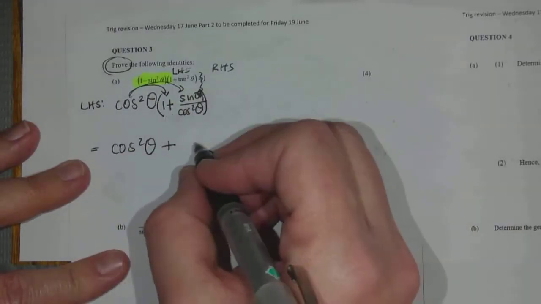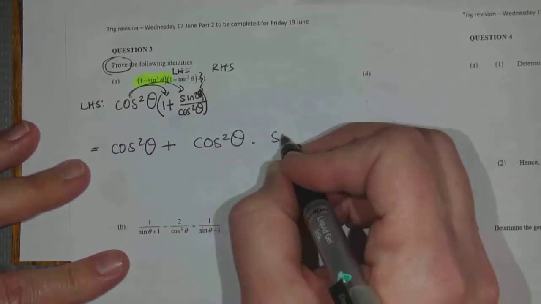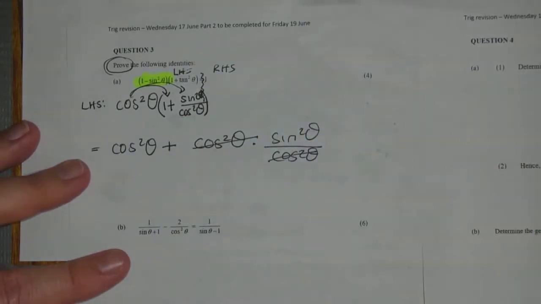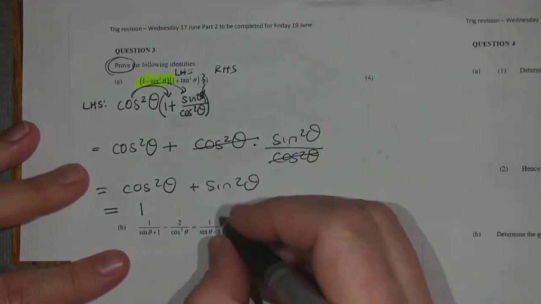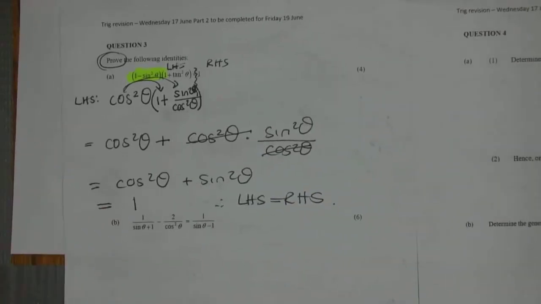Okay, I have a normal distribution happening here, cos squared theta times by 1 plus, and that's going to be cos squared theta times, I'm going to write it out for you, times sine squared theta over cos squared theta. So I notice that those two will be cancelling out. So I have left cos squared theta plus sine squared theta. That is an identity. That's equal to 1. Therefore, my left-hand side is equal to my right-hand side.